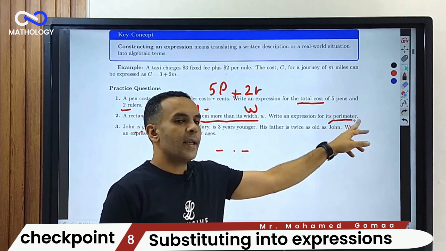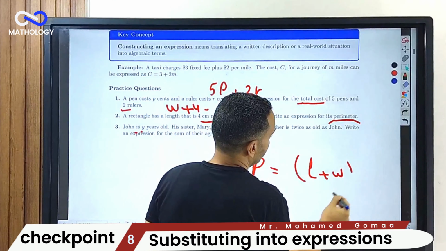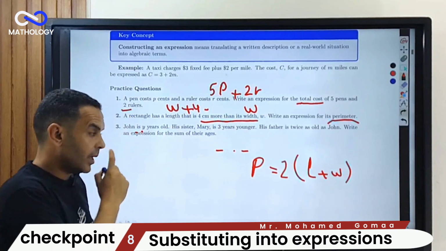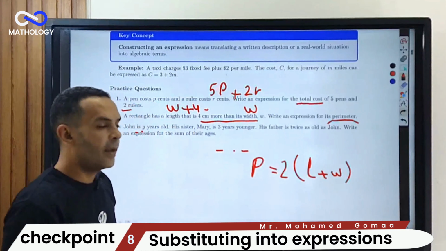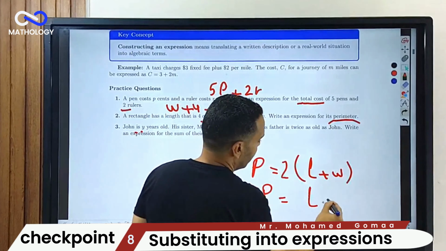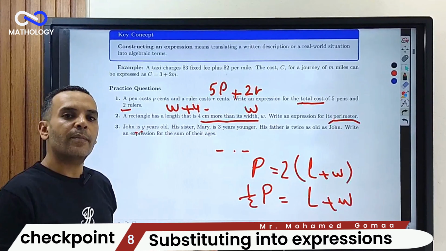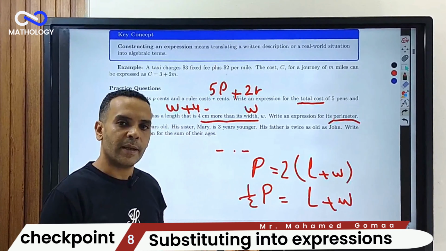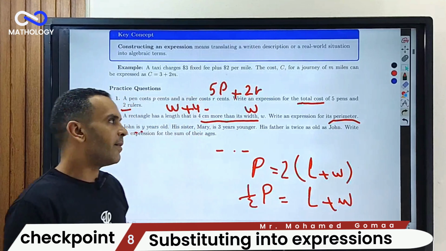The perimeter of the rectangle, P equals (L plus W) multiplied by 2, or we can put the 2 in front of the bracket like this: 2 multiplied by the sum of the length and the width. Remember, if you want to get half the perimeter, you have to add the length and width. Only add. Don't multiply the sum by 2. Length plus width equals half the perimeter of the rectangle. The perimeter of the rectangle is double the sum of the length and width.